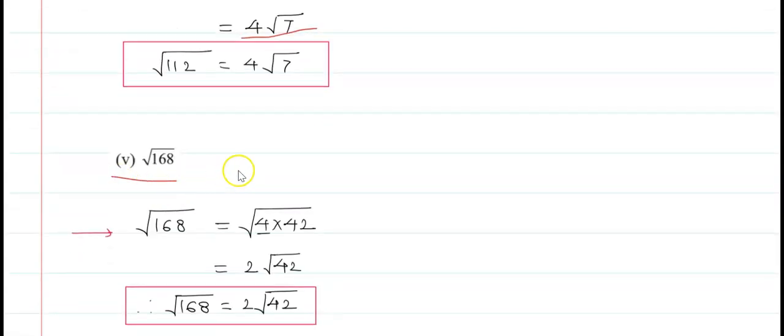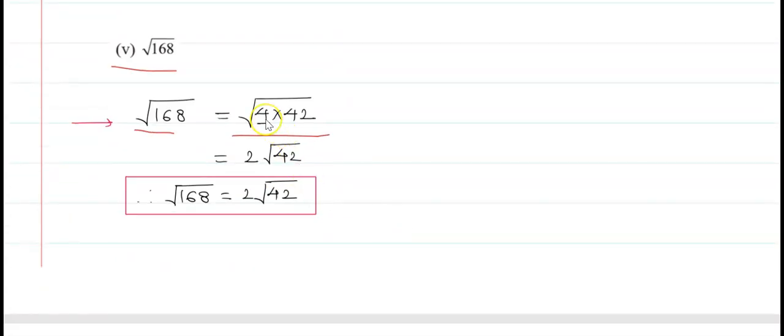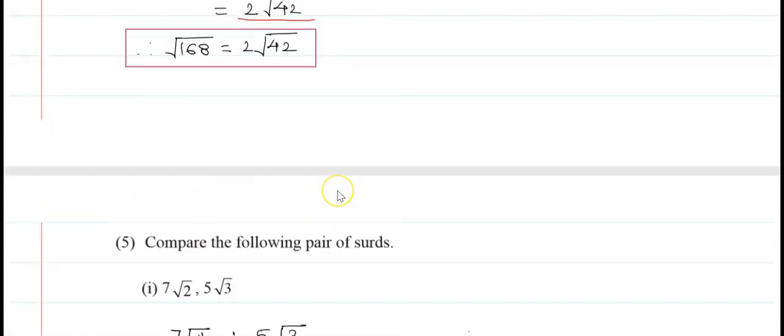Next is root of 168. You must know all the tables from 11 to 30. Then you can factorize it fast. The root of 168 can be written as 4 into 42. Again, what is the square root of 4? That is 2. Therefore, it is 2 root of 42. That is, root of 168 is equal to 2 root of 42. This is the simplest form of root of 168.